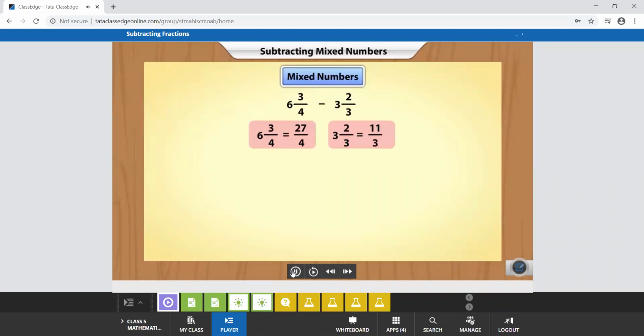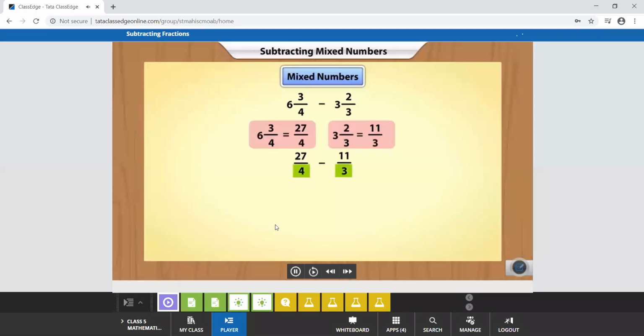The mixed numbers have been converted into improper fractions. 4 6s are 24 plus 3, 27 upon 4. 3 3s are 9 plus 2, 11 upon 3. Now we just need to subtract 11 by 3 from 27 by 4.